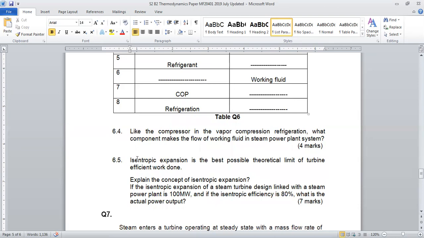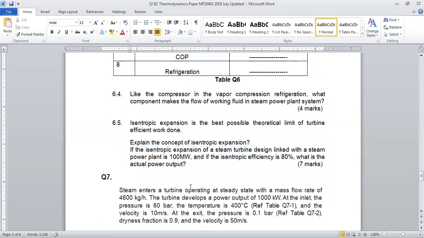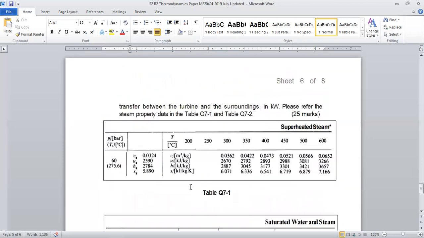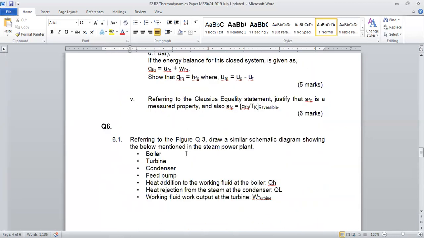See, isentropic expansion, the best possible theoretical limit of turbine efficient work done. Explain the concept. And then a simple question. Not a difficult one. So you have to know this precisely. Otherwise, when you have the efficiencies and some work, you will do some wrong calculations. So you have to precisely know this. Okay, so just one example.